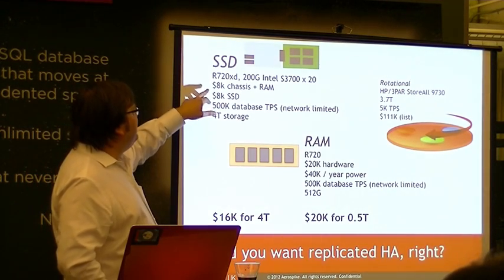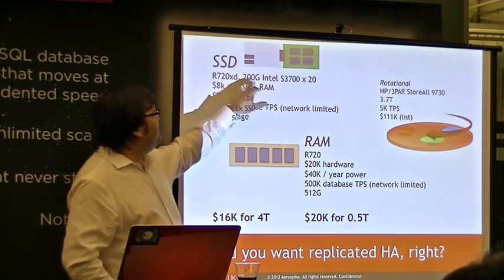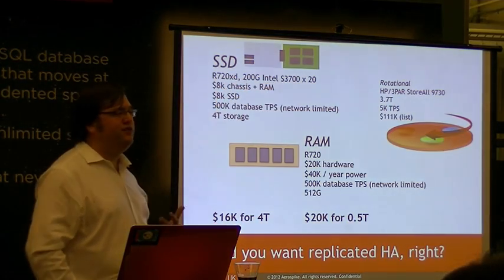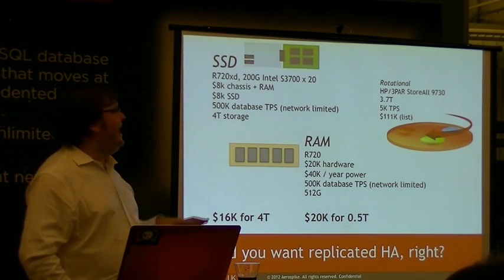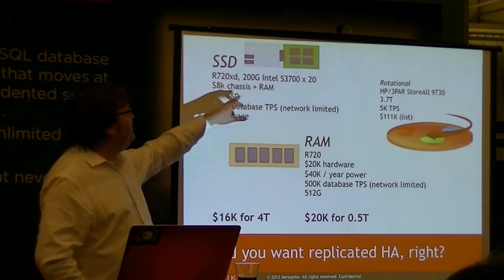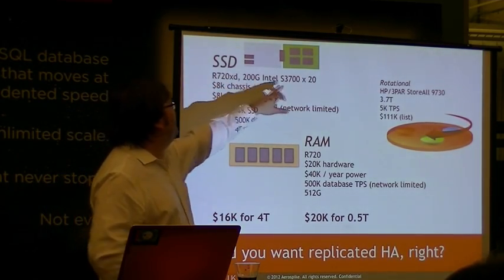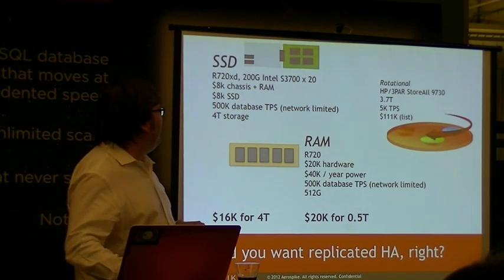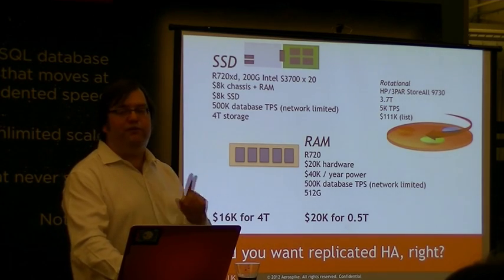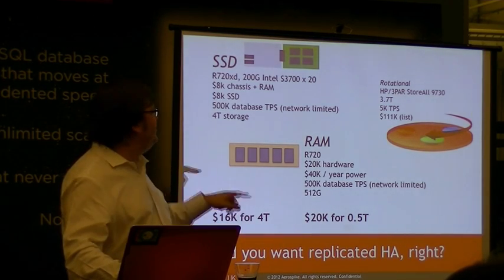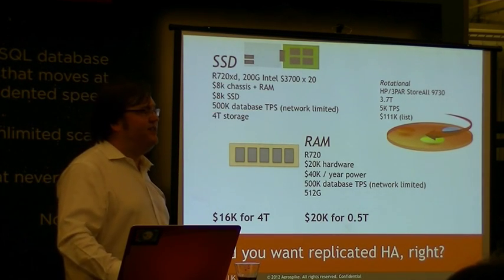So today's SSD, again, this is one of these 720 XDs with, let's say, the 200 gig of the newest Intels. These are the 3700s. So the chassis is going to cost you about 8K. And these SSDs run about $2 per gig. So a fully packed system with these things will cost you about 16K total. But you get 4 terabytes in one server, and the raw storage throughput is about 1 million transactions per second.